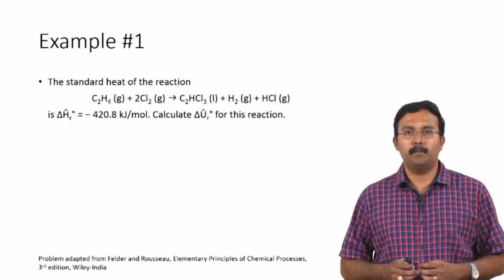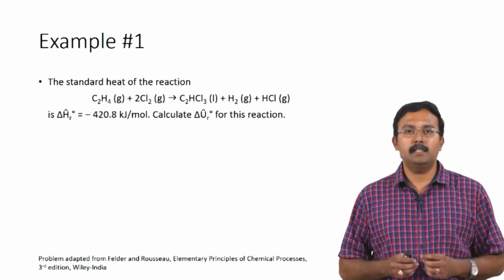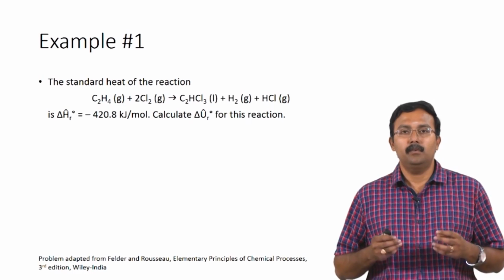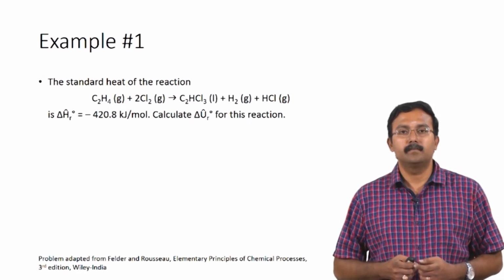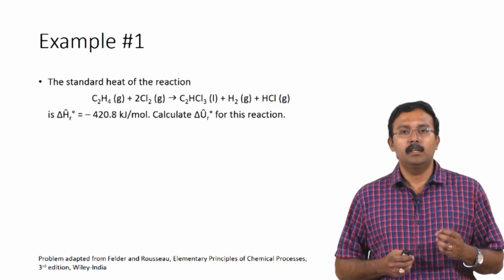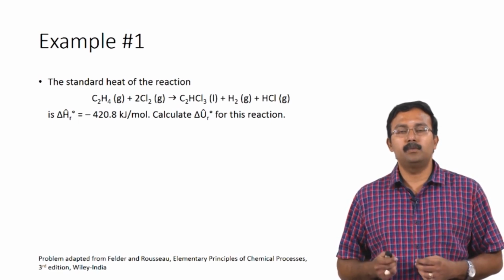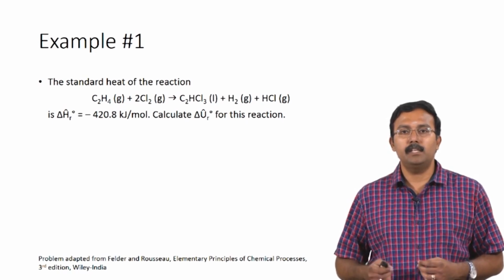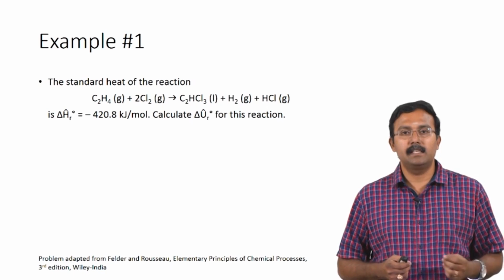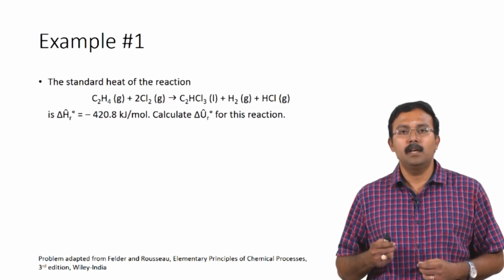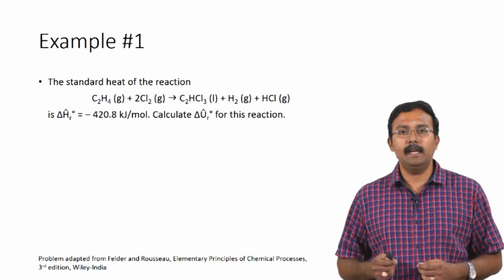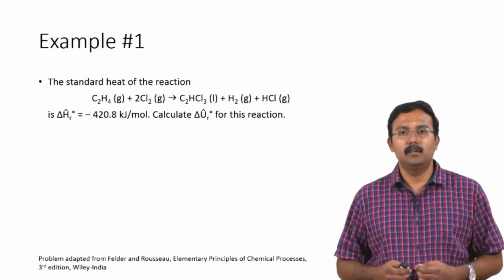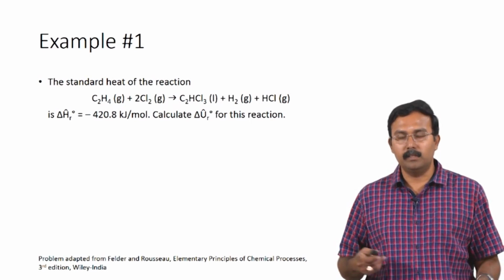Here is a simple example problem which can be used to understand how to calculate the change in internal energy for a reaction based on the heat of reaction given. The standard heat of reaction for C2H4 gas reacting with 2Cl2 gas, forming C2HCl3 plus H2 gas plus HCl gas, is given as delta H_R equals minus 420.8 kilojoules per mole. You are asked to calculate the delta U_R cap for this reaction. How would we go about doing this calculation?